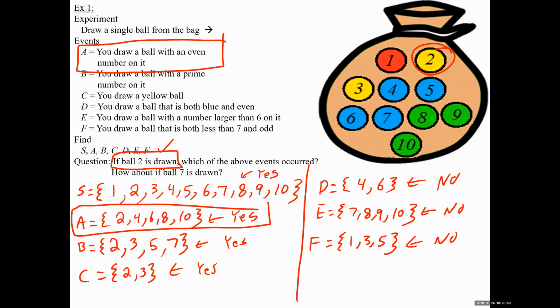There's other evens, but if I draw 2, I drew an even. Okay? If I draw the number 2, did I draw a prime? Yes, because 2 is prime. There's other primes, but as long as it's on the list, we say the entire list occurred.